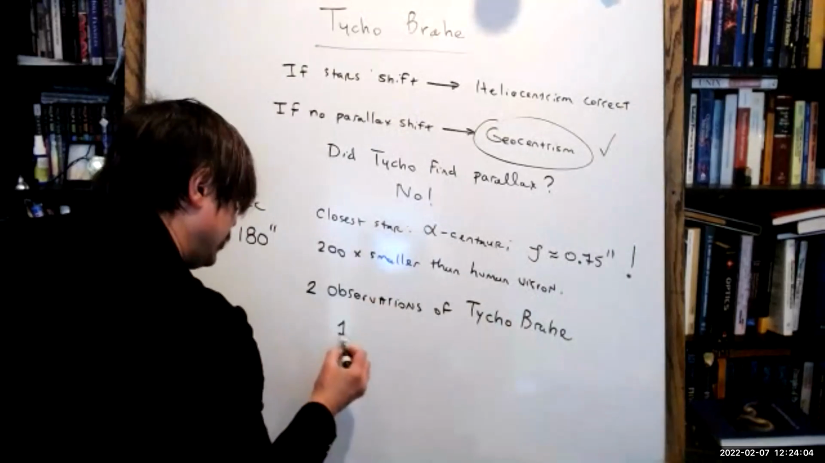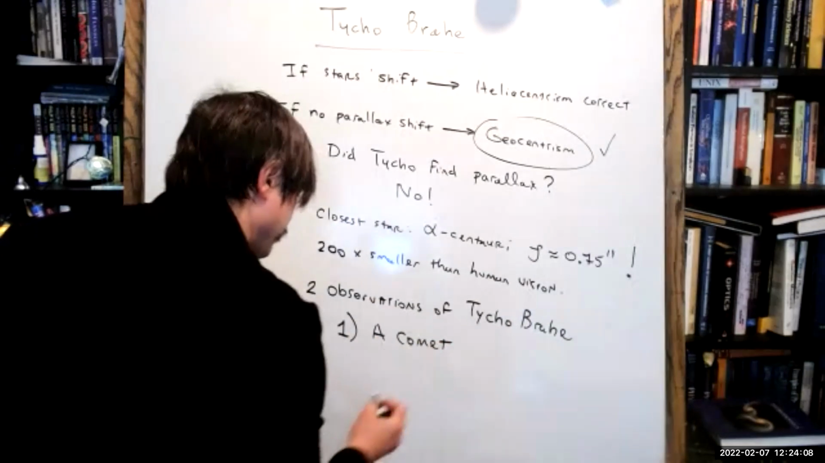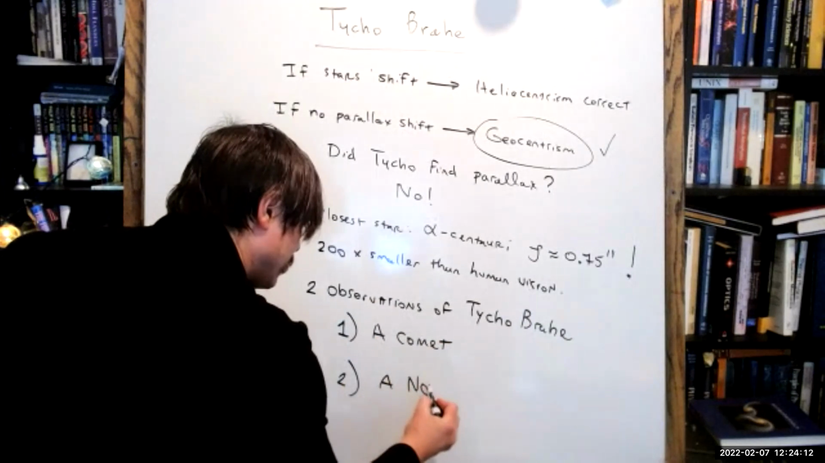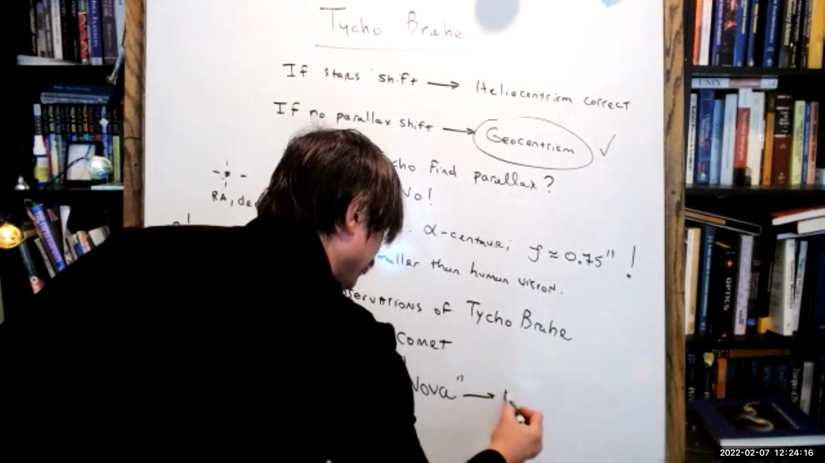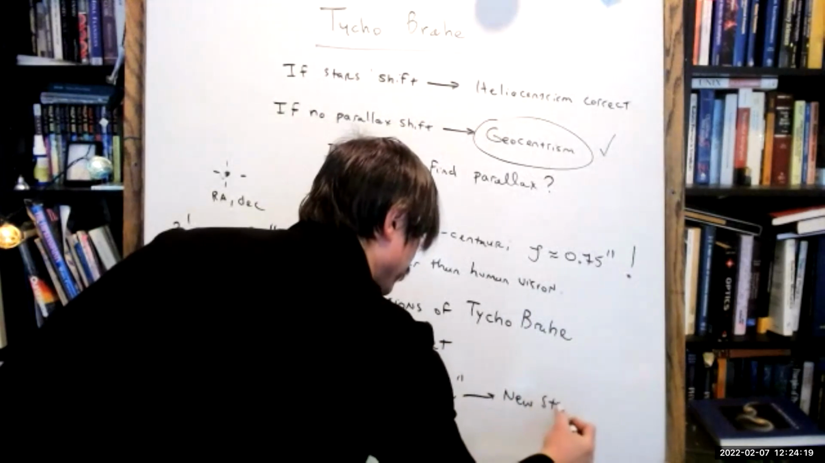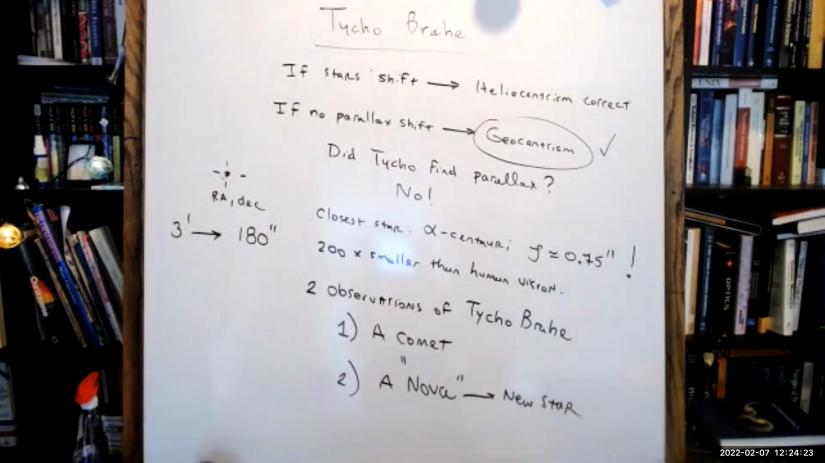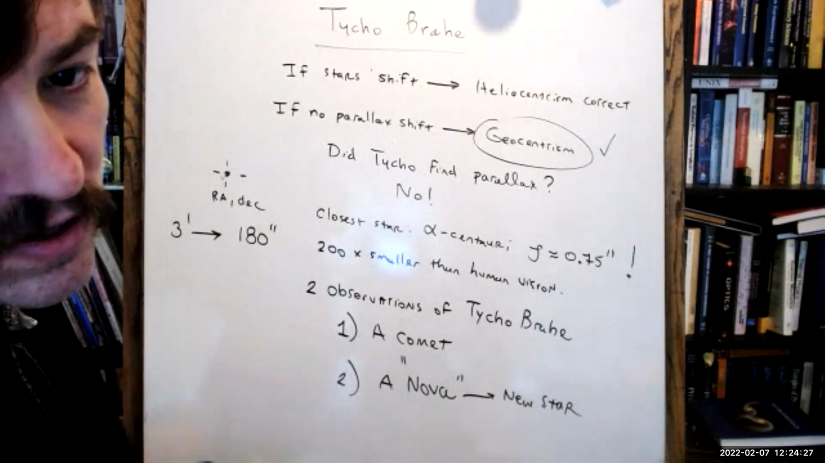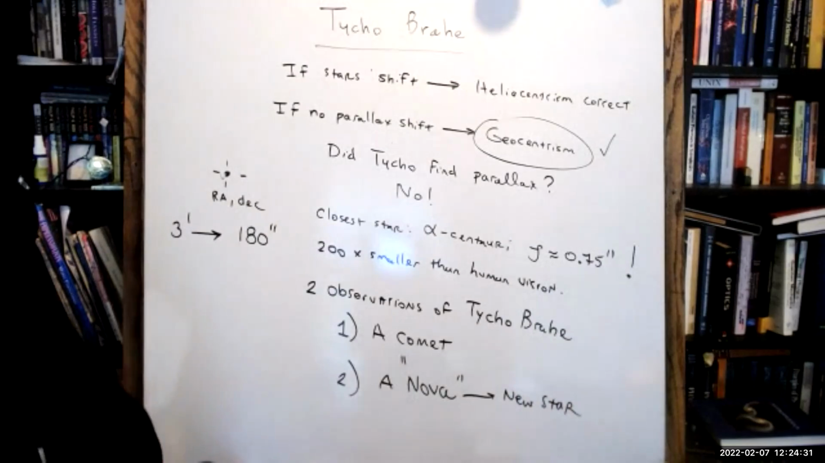The first thing that Tycho saw was a comet. And the second thing that he saw is called a nova. And nova is Latin for new star. And I'd like you guys to consider why both of these observations would pose a challenge to the Greek conception of the cosmos. Let's do some slides.